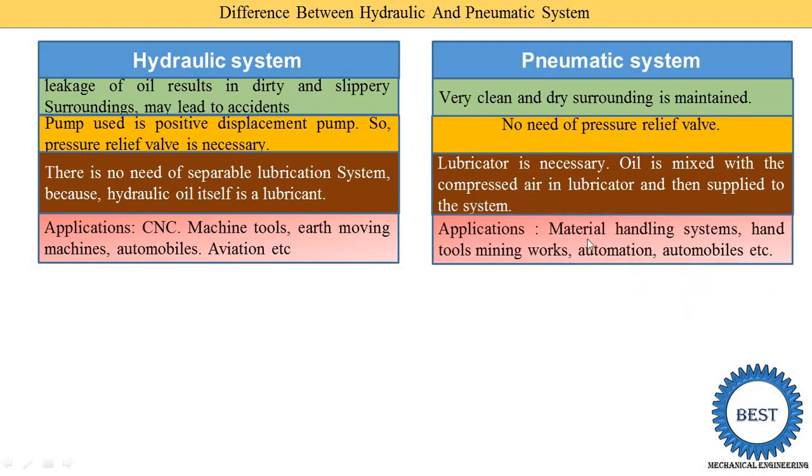Pneumatic systems are used in material handling systems. For transferring material from one place to another, the pneumatic system is used. Hand tools and mining work, it is used in mines, which we already understand. In different automation work, and also in automobiles, the pneumatic system is used. In automobiles some systems are hydraulic and some are pneumatic. I discussed the brakes, and brakes are possible with both hydraulics and pneumatics. Pneumatic brakes are generally used in trains and different trucks.